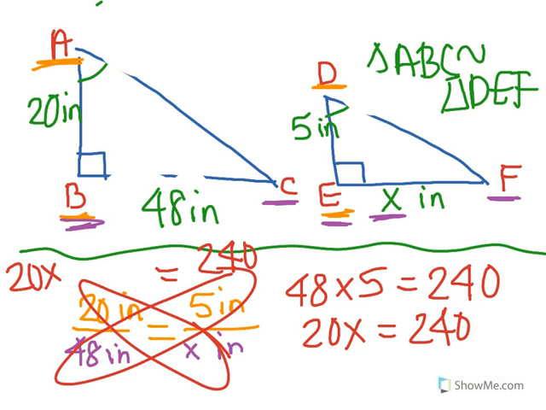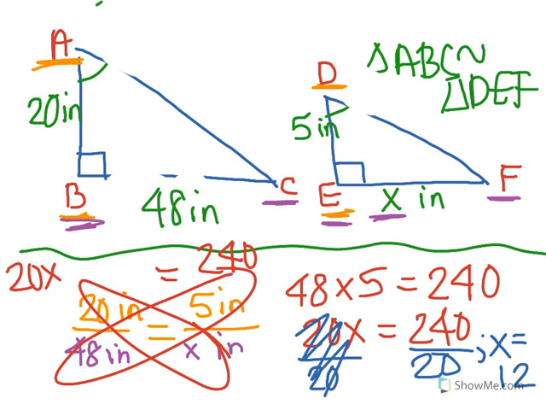And the opposite of multiplying a number by 20 is dividing by 20. So I'm going to divide my left side by 20. And to keep that scale balanced, I'll do the same thing on the right. 20 divided by 20 is just 1 times x, and 1 times x is just x. So in this case, x is equal to 240 divided by 20, which is 12. So side EF is equal to 12 inches.